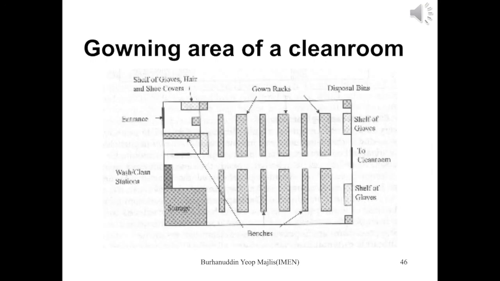Okay, this slide shows the gowning area of a clean room. Inside the gowning area, you can see there are many gown racks, depending on how big your clean room is. We have benches. We have the air shower there. Then we have storage to put all the clean room garments, everything. So the design of the gowning area depends on your clean room and also on what you want to put in the changing room.